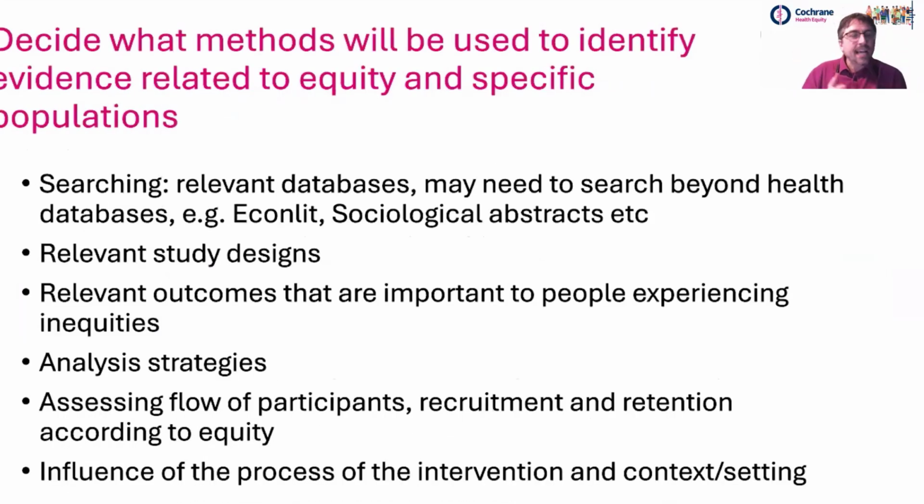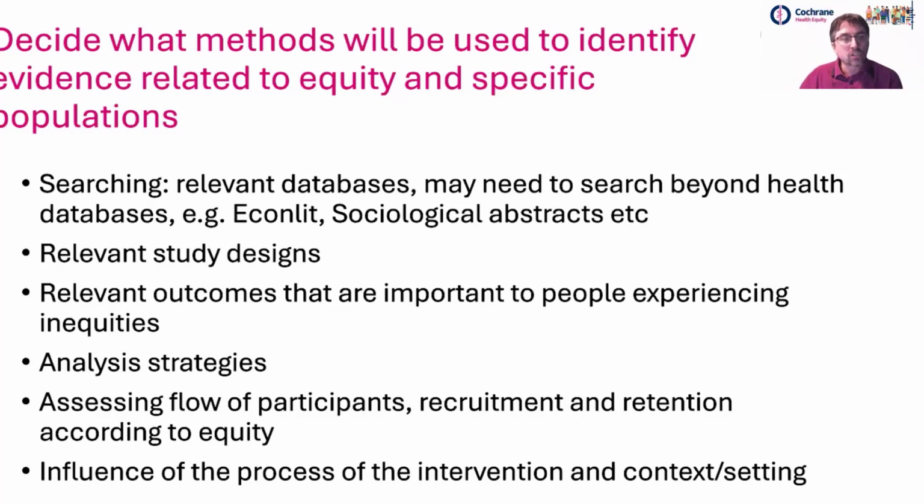So we can look at the methods in almost every section of the review. So if we look at the searching, we may want to consider whether there are some databases that are more likely to have the population that we are interested in. And sometimes that means that you may need to go beyond the health databases. So for instance, if you are thinking that for your intervention, some low socioeconomic status population may have a differential effect, maybe some economic studies have been looking into that, and therefore you may consider looking into economic databases.